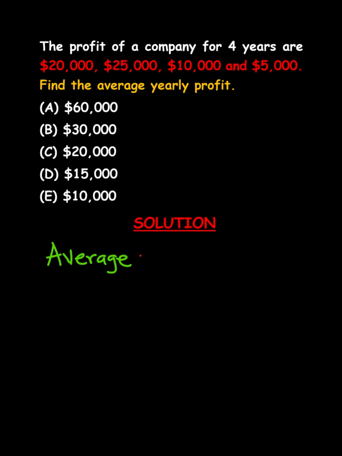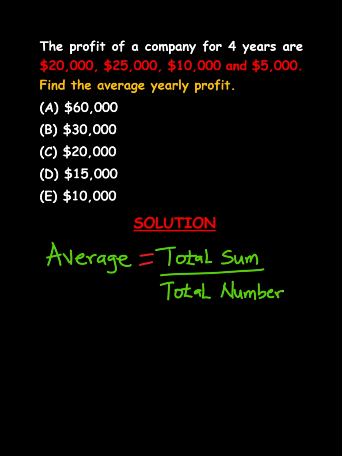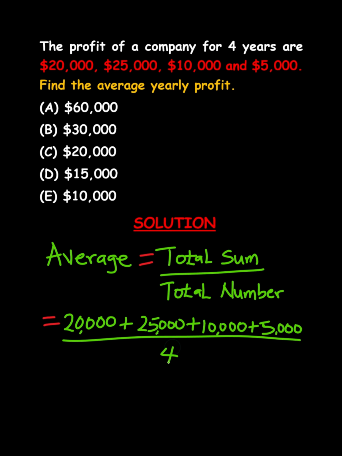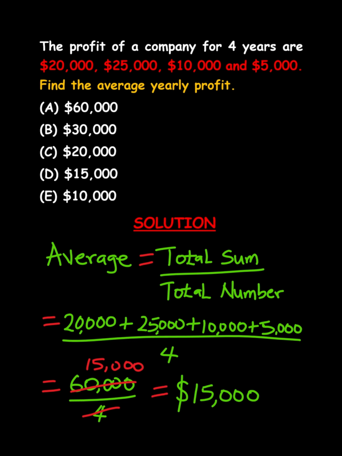Solution. Average equals total sum of values divided by total number of values. Then, the sum of profits for this company equals 20,000 plus 25,000 plus 10,000 plus 5,000, divided by number of years, which is 4. 20,000 plus 25,000 plus 10,000 plus 5,000 equals 60,000, divided by 4. 60,000 divided by 4 gives 15,000. Equals $15,000. The correct answer is D.